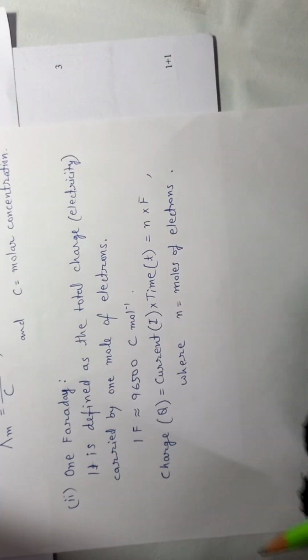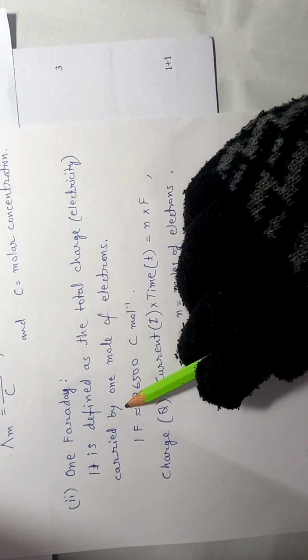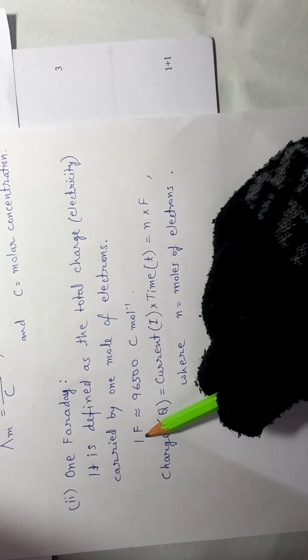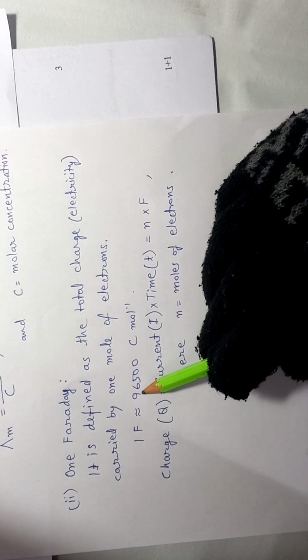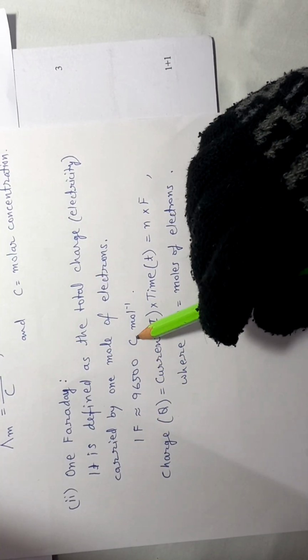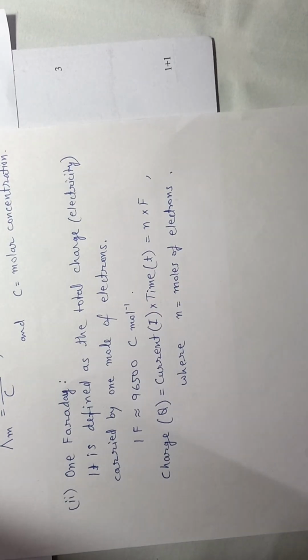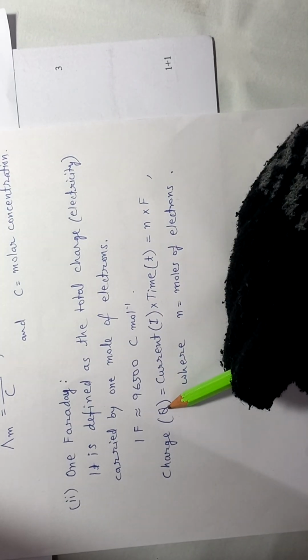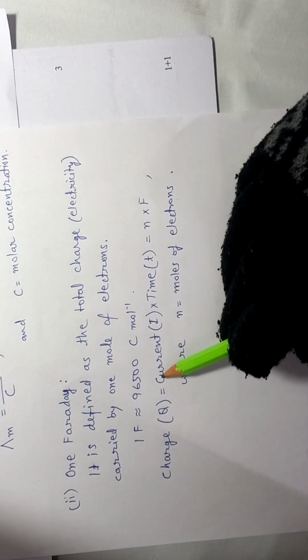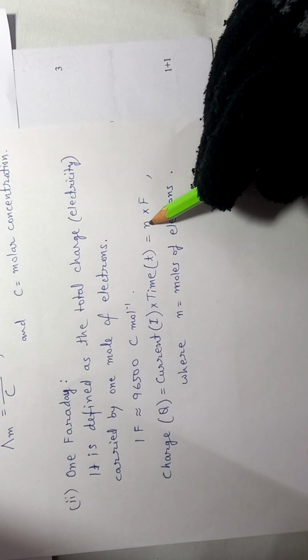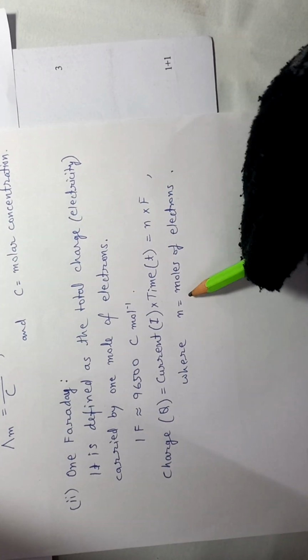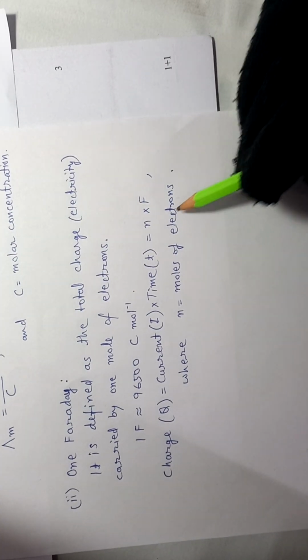Now 1 Faraday is defined as the total charge carried by 1 mole of electrons. So 1 Faraday approximately is equal to 96,500 coulomb per mole, and charge Q is equal to current into time, which is equal to n into F, where n is the number of moles of electrons.